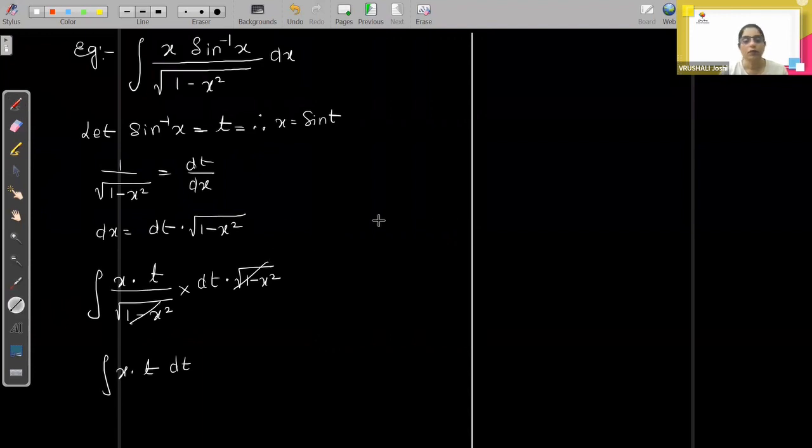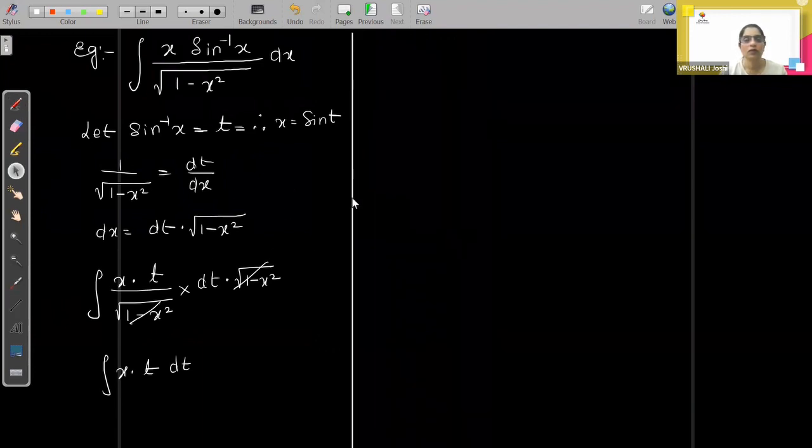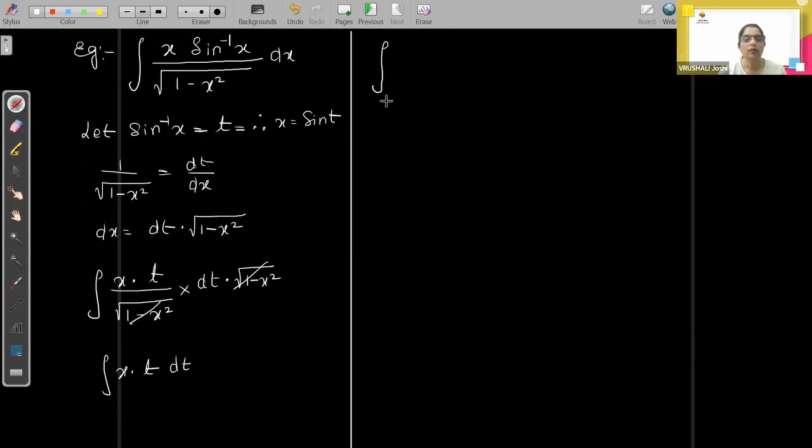Correct. Instead of going back to the same thing, what we will do here is convert this into integration of, in place of x we will write sin t. Now it will become easy. Into is equal to t dt. Now it's easy. Now we know how to do it.